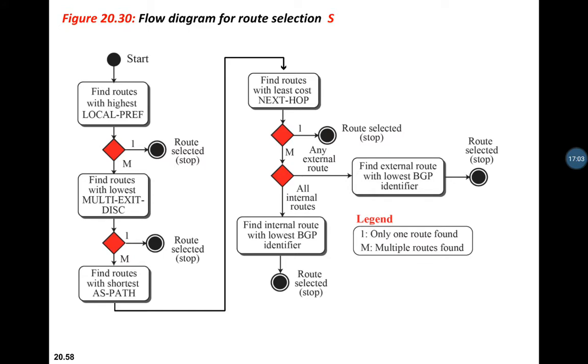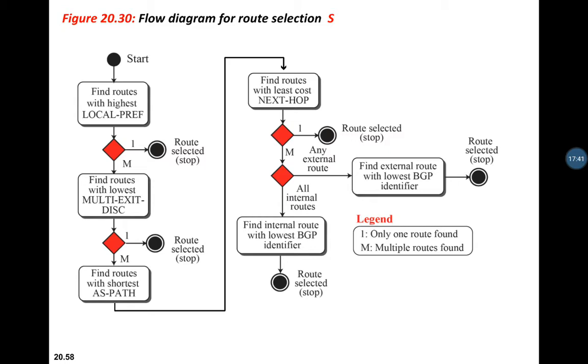Always the first choice is the local preference attribute, which reflects the policy imposed by the administrator, where a higher priority is given to the route. So it is a type 5 attribute. The administrator gives a high local preference value, so find the routes with a high local preference value. If multiple paths are found, find the routes with the lowest multi-exit discriminator. If the router has multiple paths, the one with the lowest value is selected.